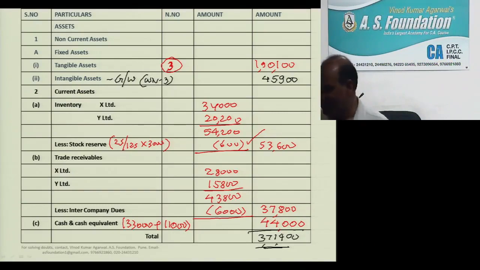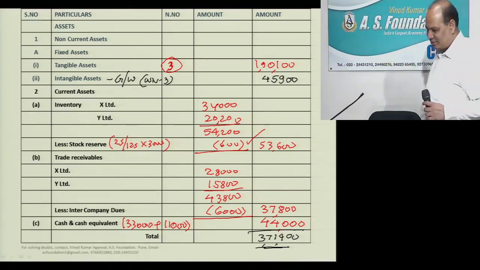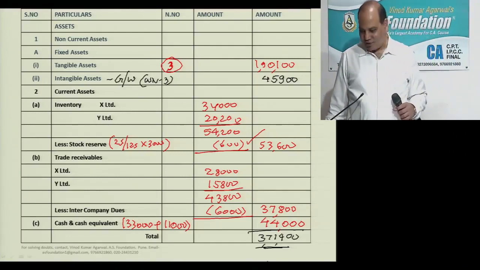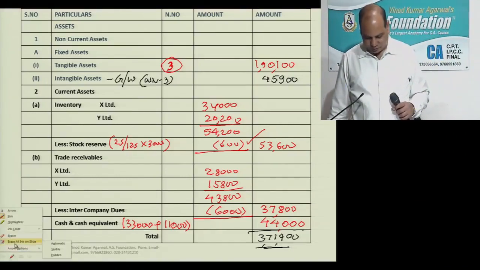Okay. Yes. Understood? Tallied? No query? As you wish. You have any query? Okay. So after 4, what comes?